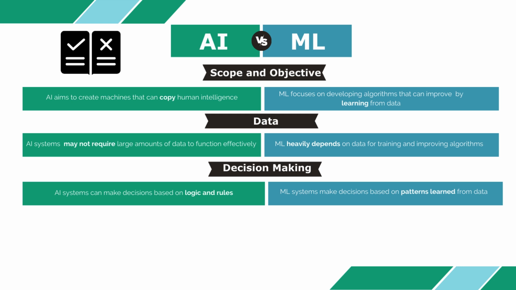When it comes to decision making, AI systems can make decisions based on logic and rules. So the logic and rules are built into the system. And ML systems make decisions based on patterns which they learn from the data.